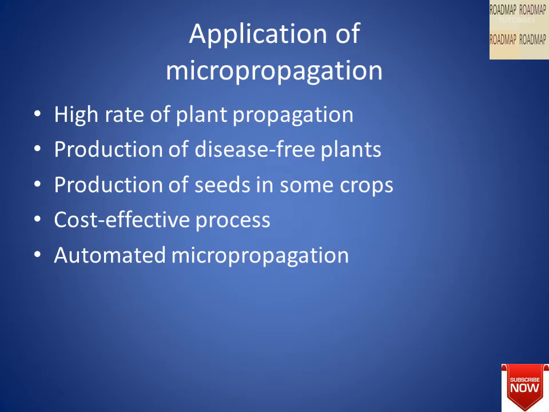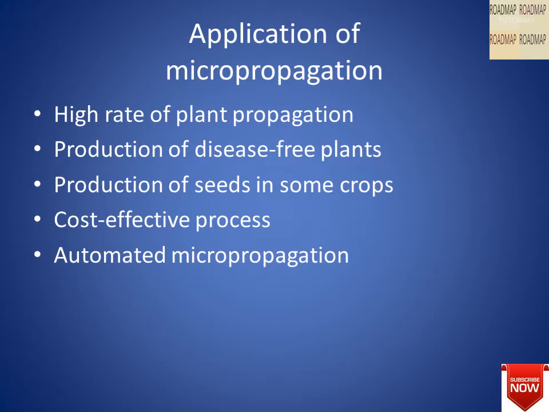Now, coming to the applications of micropropagation. Micropropagation has become a suitable alternative to the conventional method of vegetative propagation of plants, and it has certain advantages. The first is a high rate of plant propagation. Through micropropagation, a large number of plants can be grown from a piece of plant, that is explant tissue, within a short period of time.